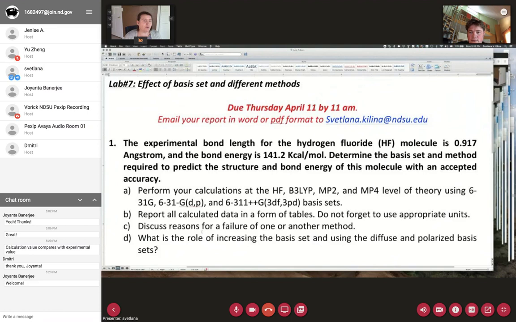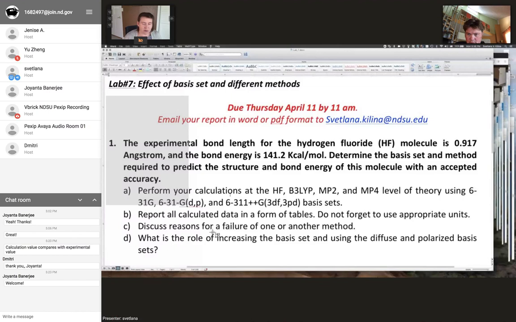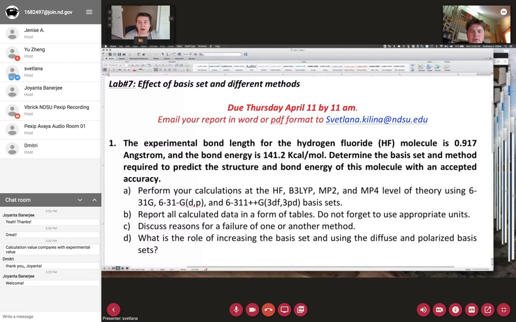So what we want to do now, we take the very simple diatomic molecule, such as HF, hydrogen fluoride. And from the experimental knowledge, we know that the HF bond length is 0.917 angstrom. So it's less than one angstrom.